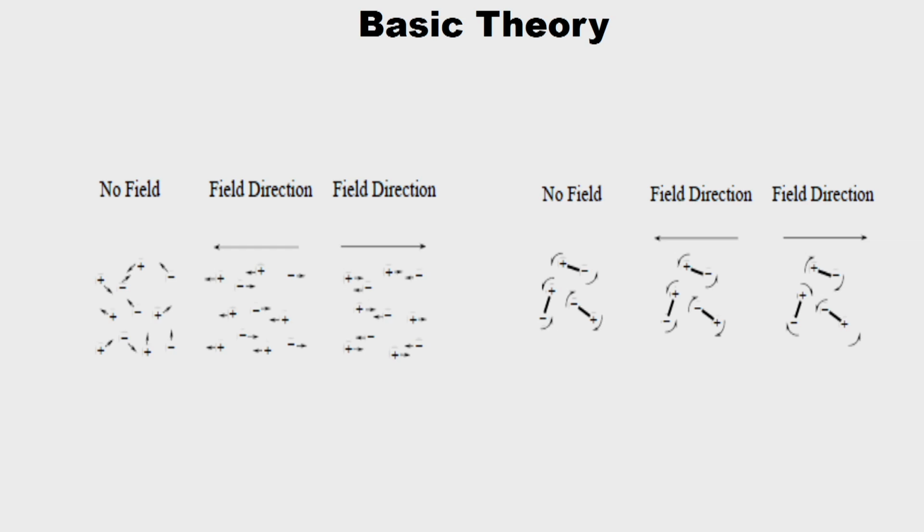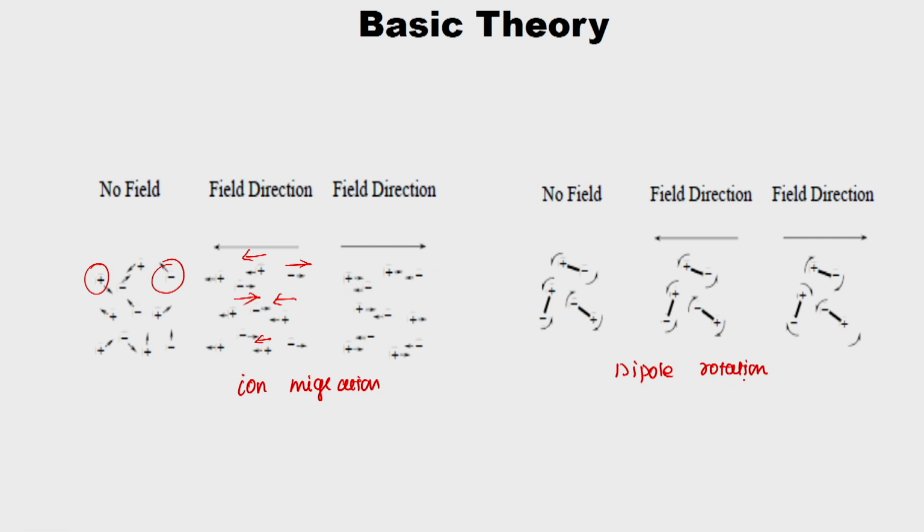So, this is again one of the diagrams. This is nothing but ionic migration, and this is nothing but dipole rotation, right. In ionic migration, what happens is the plus and minus ions are random without a field. If a field is applied in this direction, all plus ions move this way and all minus ions will move the other way, right. So, in this way they orient themselves. And if the field direction is reversed, then all plus ions move in this direction and minus ions in the other.